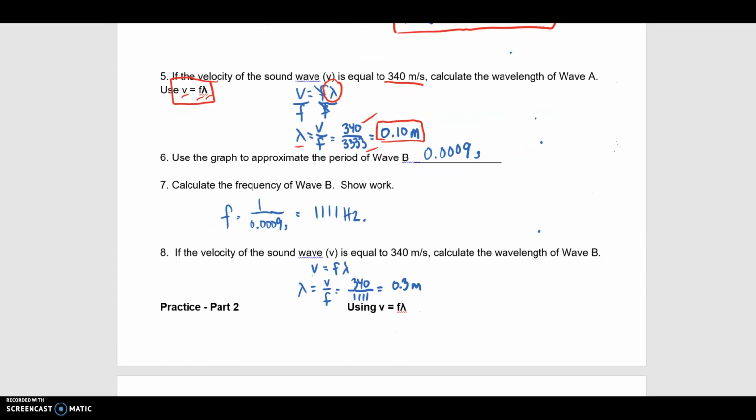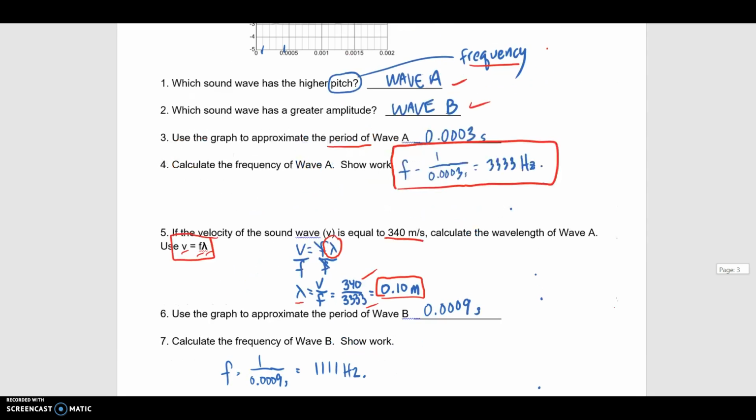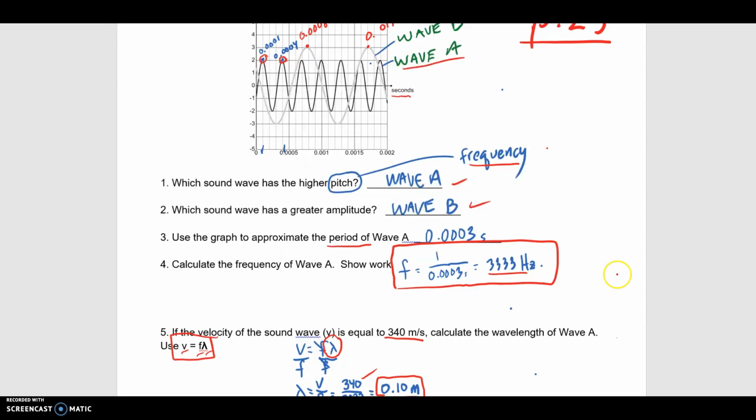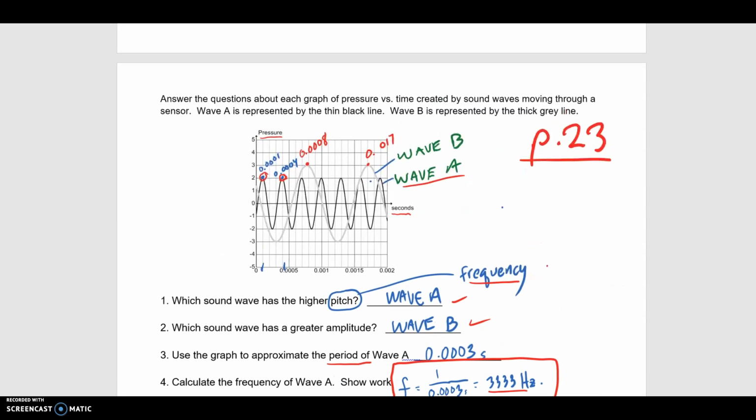The other wave, B, has a frequency of 1 over its period. Its period has to be gotten from the graph. And that point there is close to the 0.0008 second mark on the clock. That one's close to 0.0017.